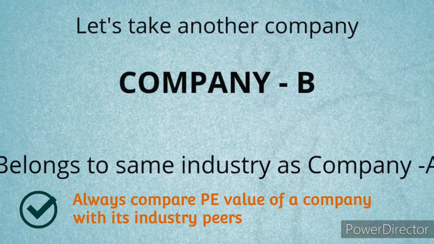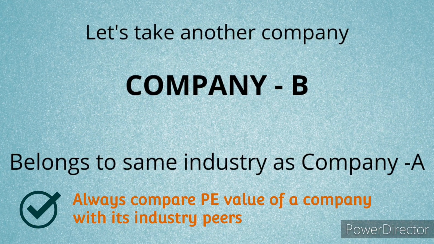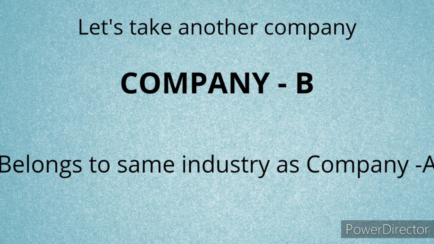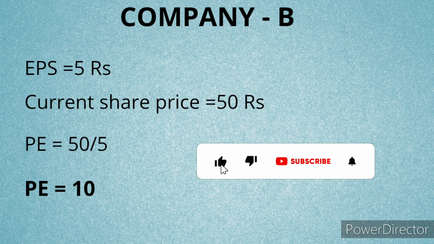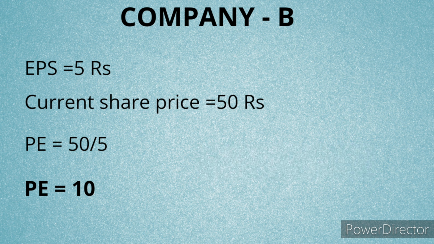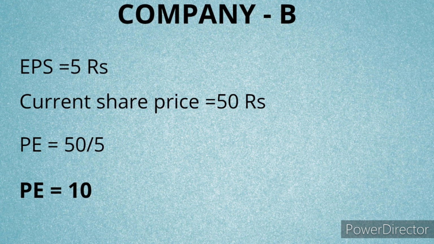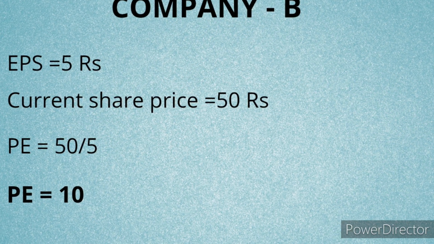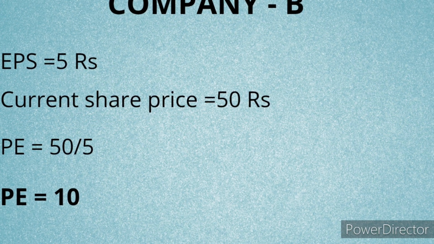Now let's take another example of company B, and let's assume that company B belongs to the same industry as company A and company B is of the same scale as company A. Now let's say the EPS of company B is 5 rupees and company B is currently trading at 50 rupees. Now if you calculate the PE for company B, it comes to 50 divided by 5, that comes to 10. Now we know that company B has a PE value of 10 and company A has a PE value of 20, and both companies belong to the same industry and of the same scale, and more or less both of them have the same characteristics.